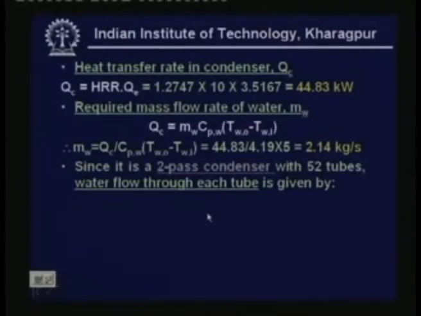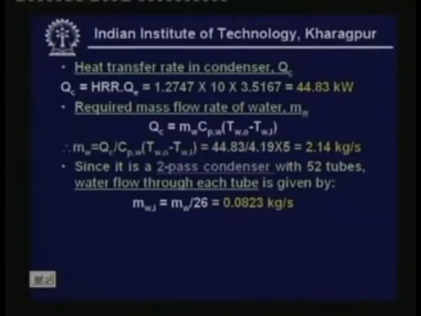Okay, since it is a 2-pass condenser with 52 tubes, water flow through each tube is given by this formula. This is m subscript Wi, the water flow through each tube, that is equal to mw by 26. Why do we get 26? There are 52 tubes, but it is a 2-pass condenser. That means in one pass the water flows through 26 tubes.